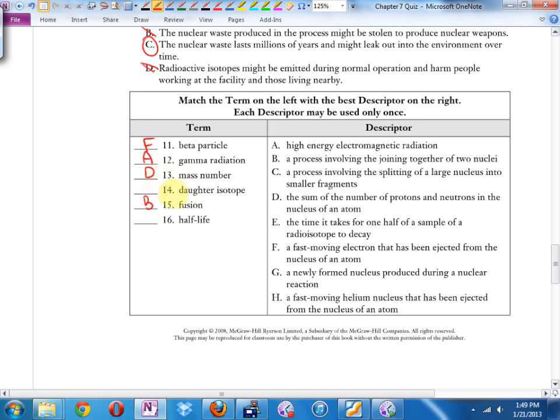14, daughter isotope. A newly formed nucleus produced during a nuclear reaction, I think. Is it G? I think G. Half-life, the time it takes, E. FADGB. So the answer for 11 through 16 is FADGB.